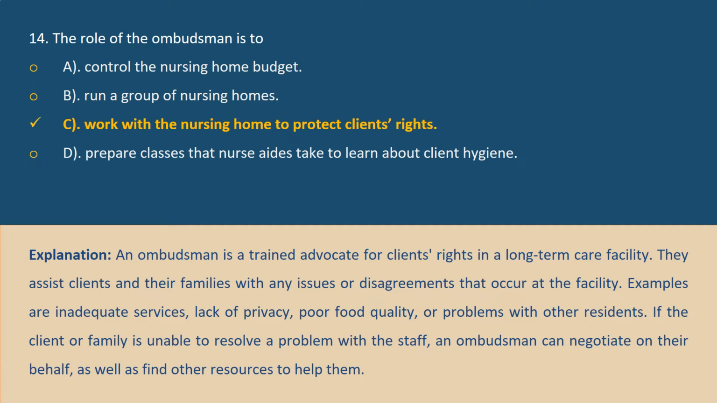If the client or family is unable to resolve a problem with the staff, an ombudsman can negotiate on their behalf as well as find other resources to help them.